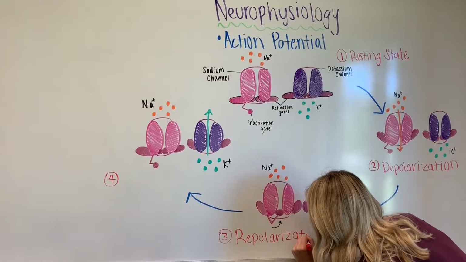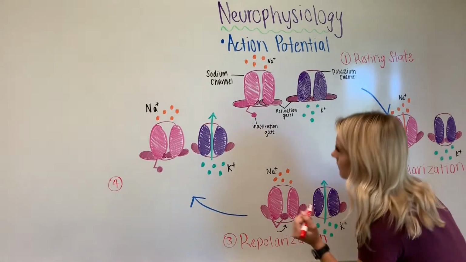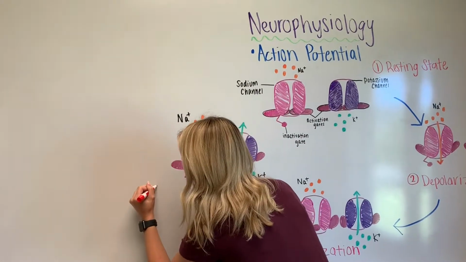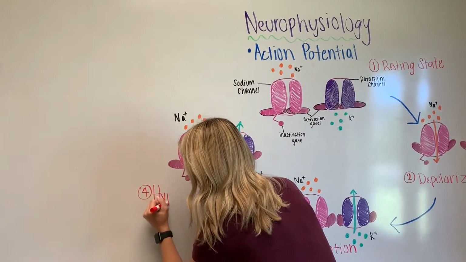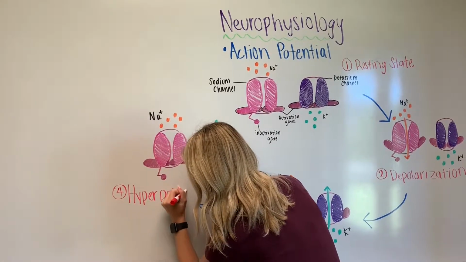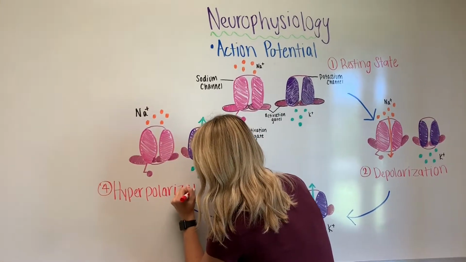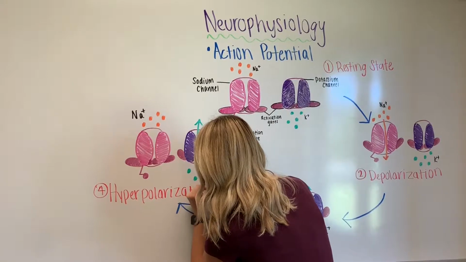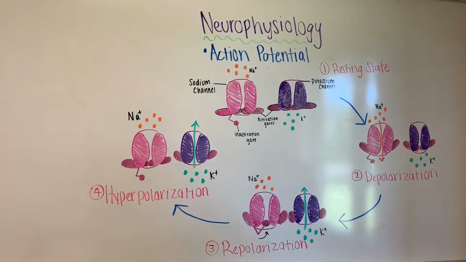Moving on, we have repolarization. This is where we have potassium rushing out, resulting in a decrease in sodium permeability and an increase in potassium permeability. Lastly, we have hyperpolarization. This is where the charge is lower than negative 70 millivolts.